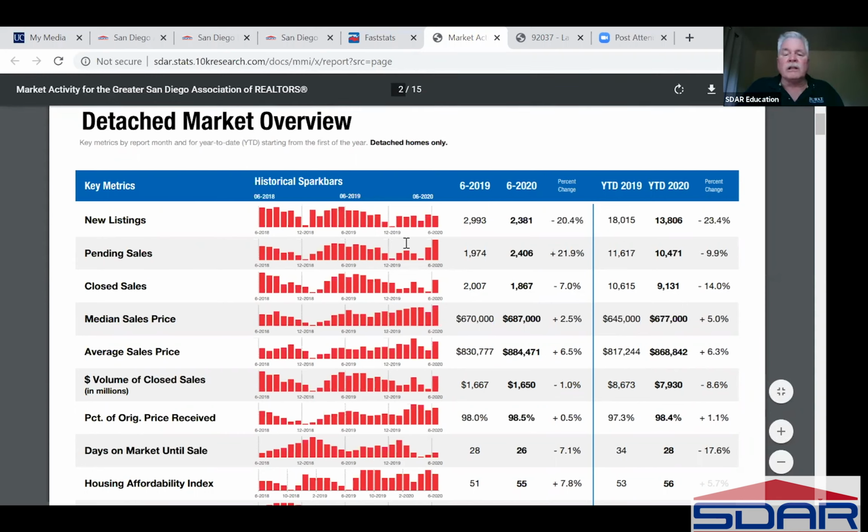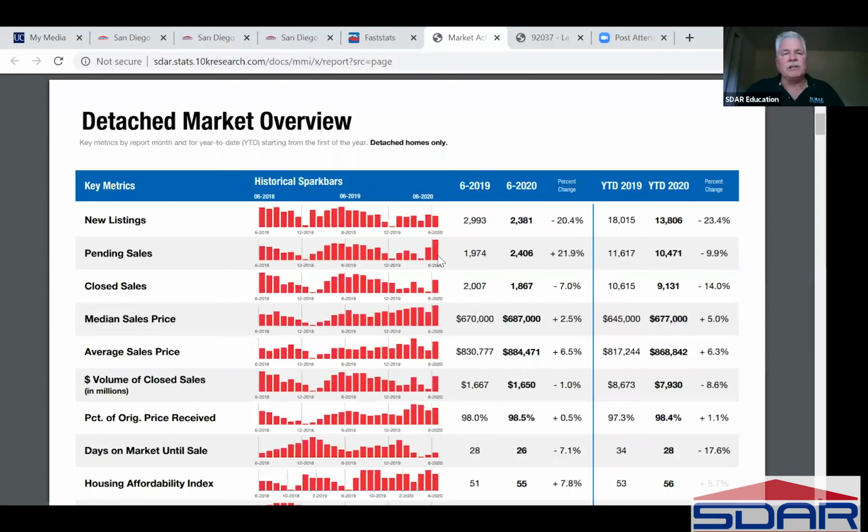Pending sales. Look at this. Pending sales in 2020 are spiking. That's because there's all that pent up demand, and it was interesting because during that time, people were just pulling their properties off the market because of all this stuff going on.